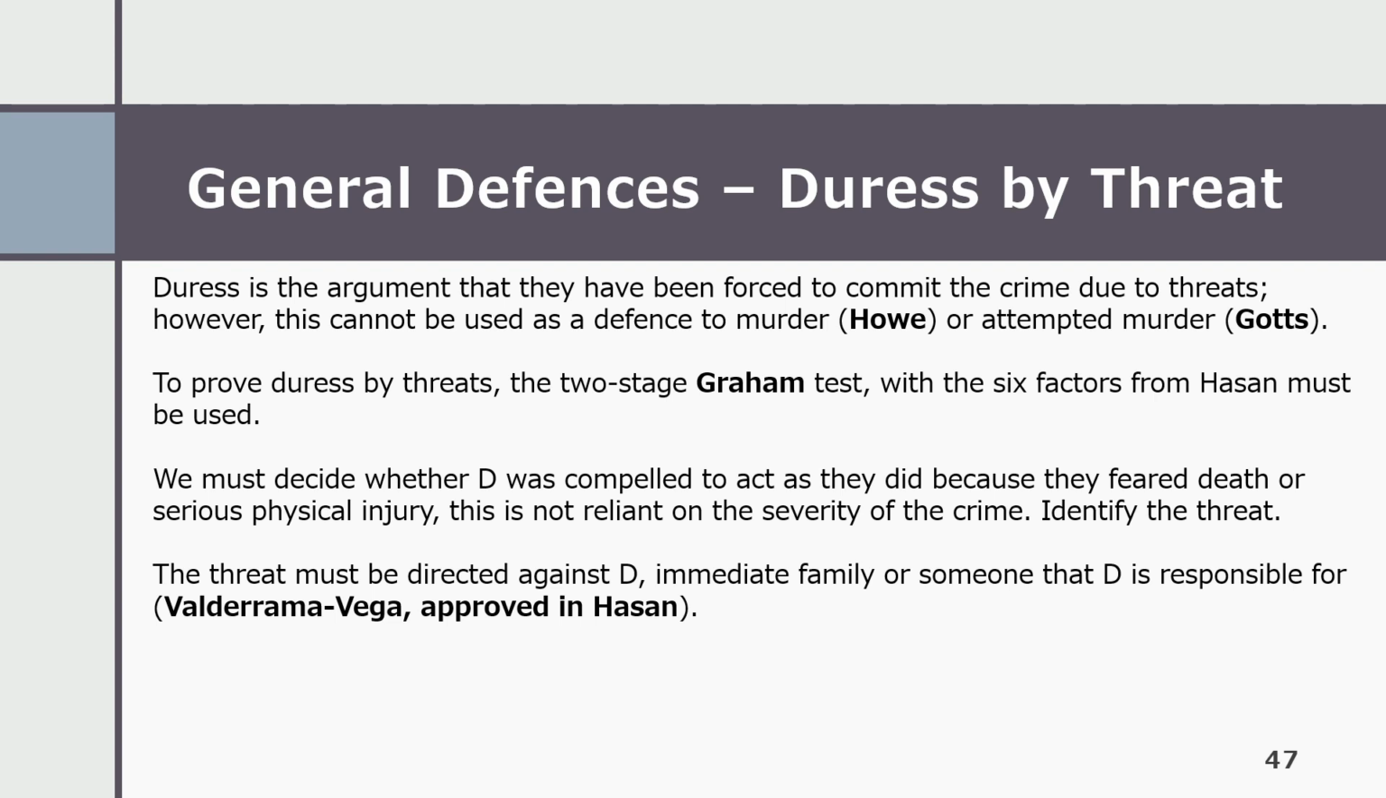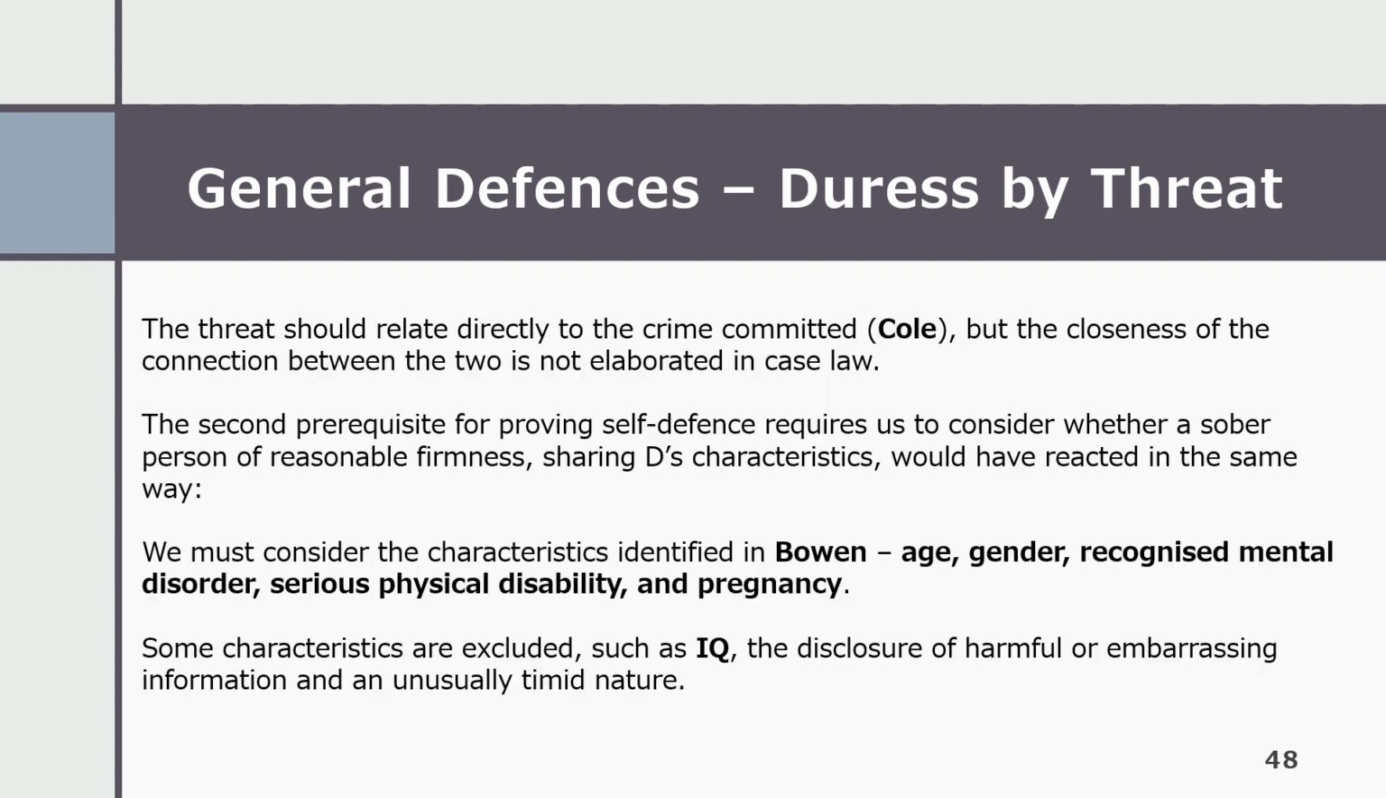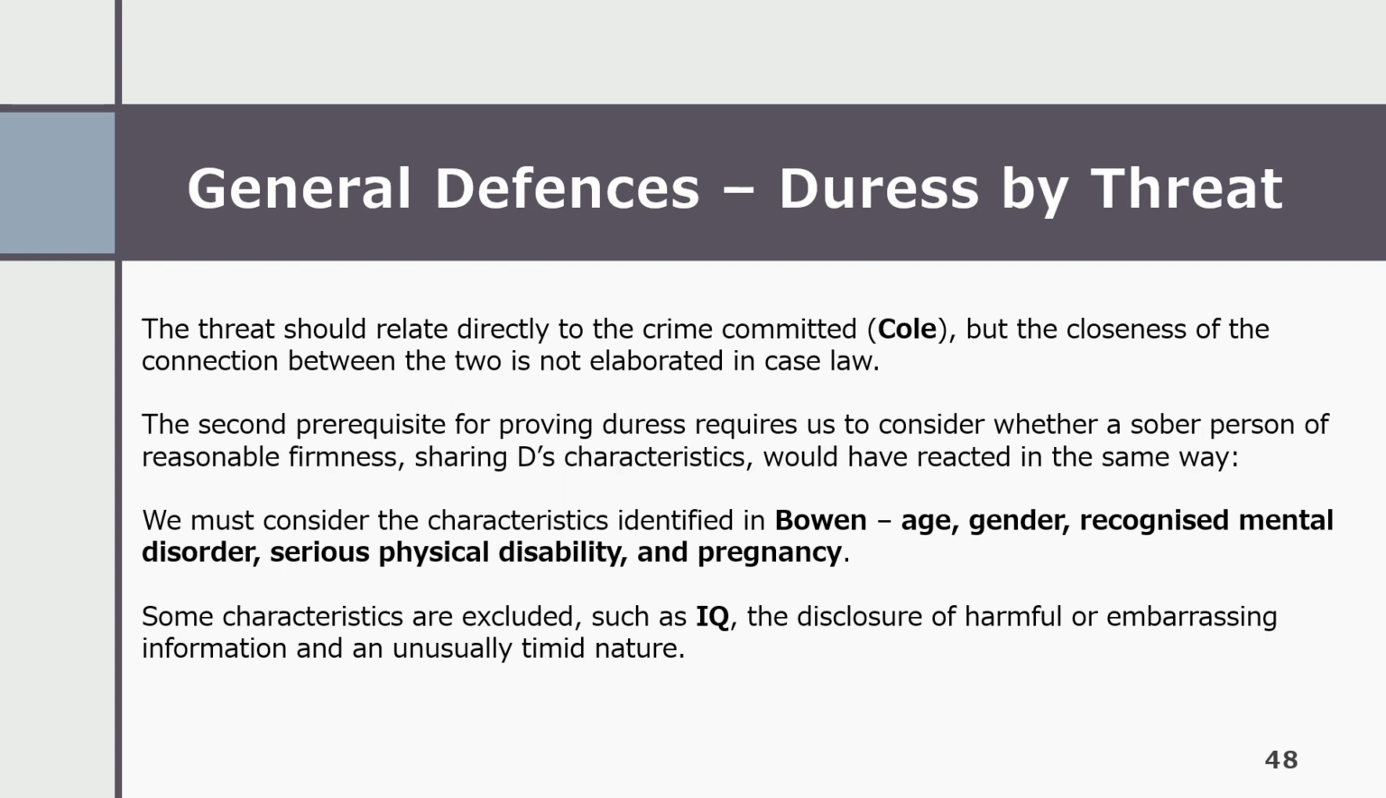So you identify the threat. The threat must be directed against D, immediate family, or someone that D is responsible for. So that's Valderrama-Vega approved in Hasan. The threat should relate directly to the crime committed, Cole, but the closeness of the connection between the two is not elaborated in case law.